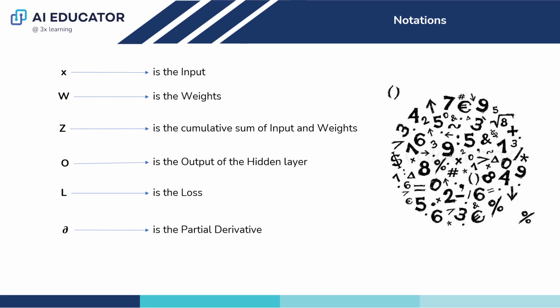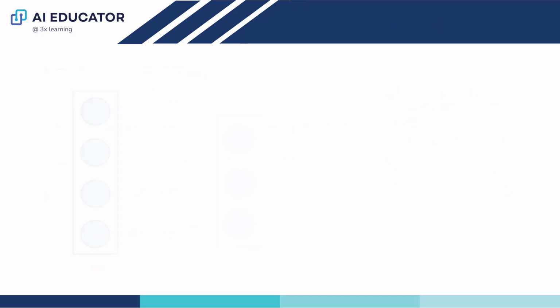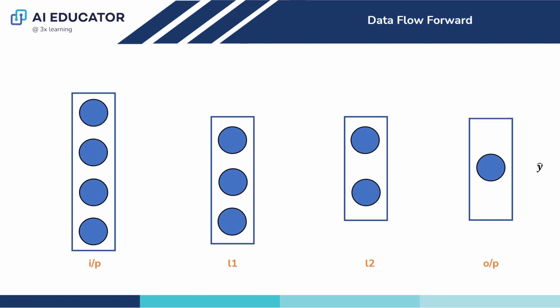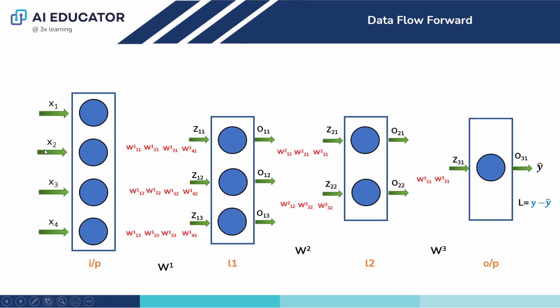Now, let us understand how the data flows. First, let us look into the data flow in the forward direction. Consider we have a neural network with an input layer with 4 nodes, a first hidden layer with 3 nodes, a second hidden layer with 2 nodes, and an output layer with a single node. Now, x1, x2, x3, x4 are our inputs. And let us consider the weights of the connections here as W1.